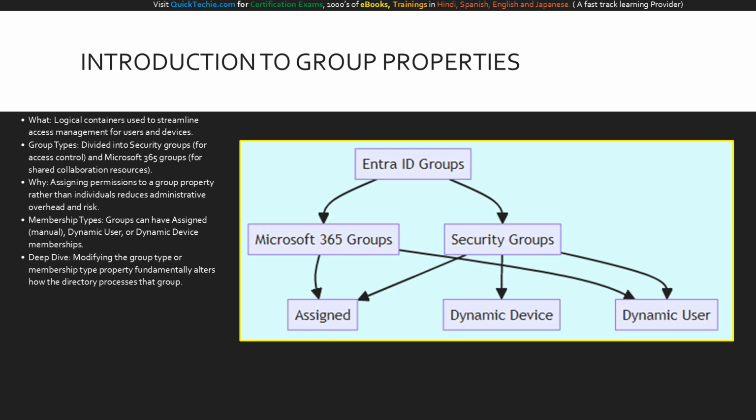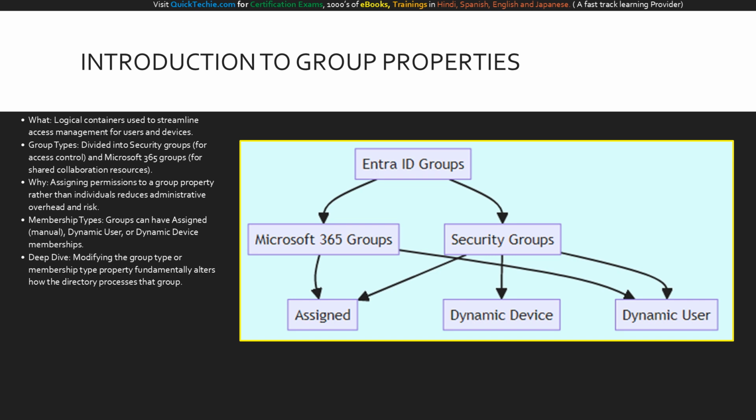What is a group in Entra ID? It is a logical container used to streamline access management. Looking at the group types bullet, we have 2 main property values here, security groups, which secure objects, and Microsoft 365 groups, which are used for collaboration like shared mailboxes. Why use them? Assigning permissions to a group rather than individuals drastically reduces our administrative overhead.